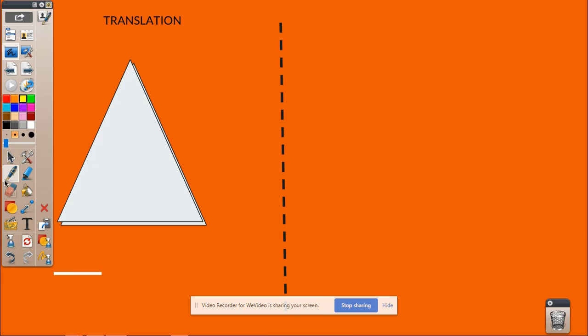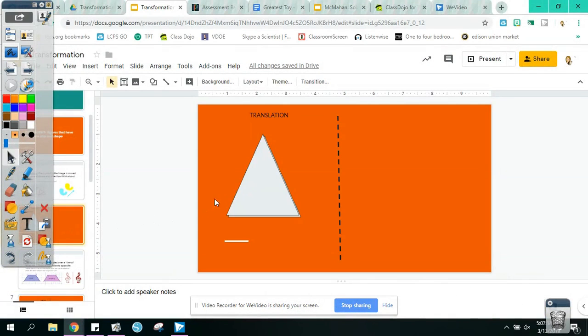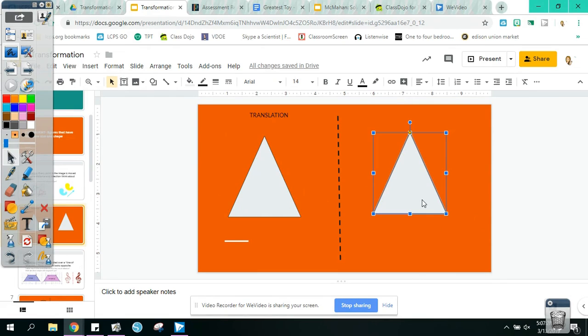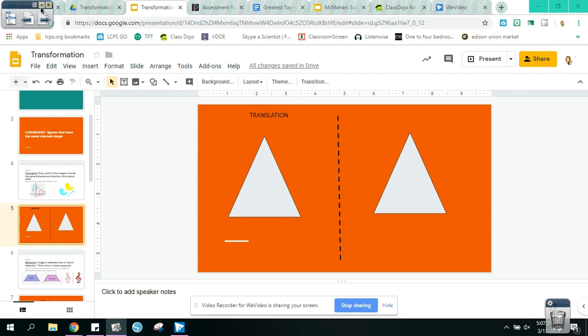All right, if you are restarting the video, that means that you have tried to draw some sort of translation on your whiteboard. If I am translating, that means I am sliding. So I'm simply going to slide it over, plop it over, done. I know it seems silly, but this is literally it. They're facing the same way, they're the same shape, and they're the same size. This image right here shows a translation.